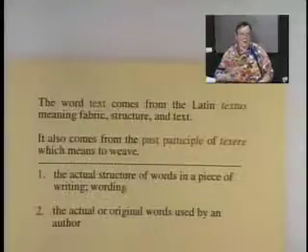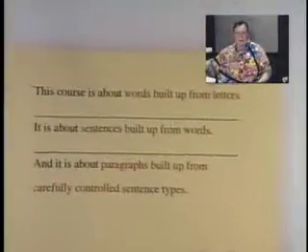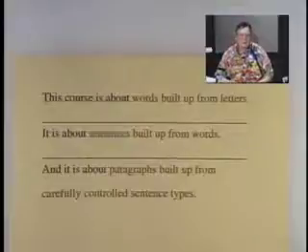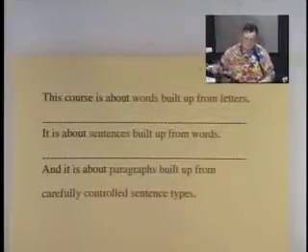When we look at a current definition in English, text means the actual structure of words in a piece of writing, a sentence, a paragraph, an essay. In other words, the wording that you're using. And it means the actual or original words used by an author, you or anybody else. So text is about words, basically. And that has relevance to us because this particular course is built up from letters. And it's about sentences built up from words. And it's certainly going to be about paragraphs built up from carefully controlled sentence types.